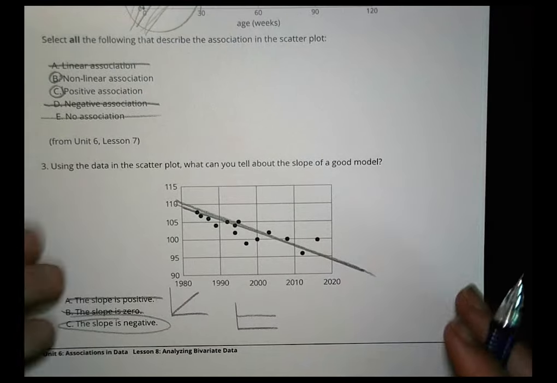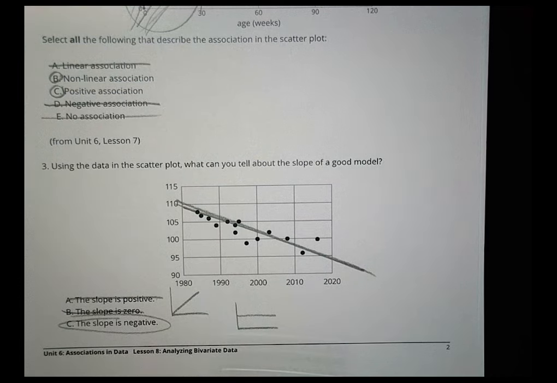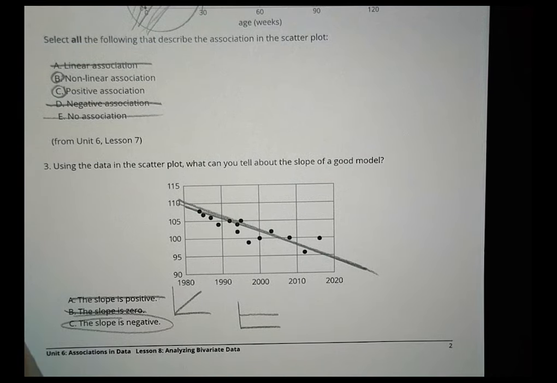There is one more answer choice on the back side, which is there is no association. That would be all random stuff. But this seems to have a slope, seems to have a negative association, and we're good with that.